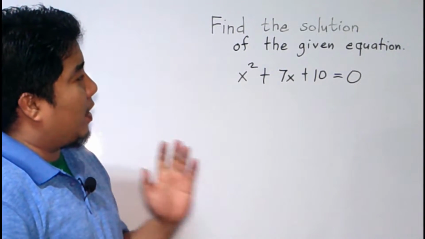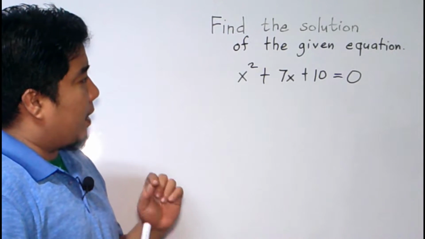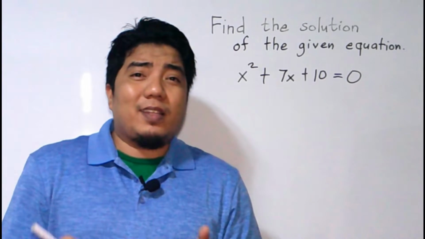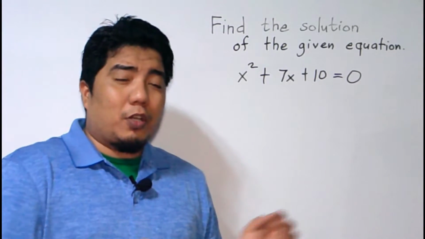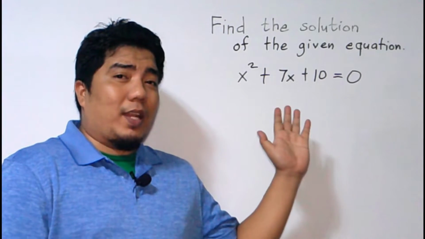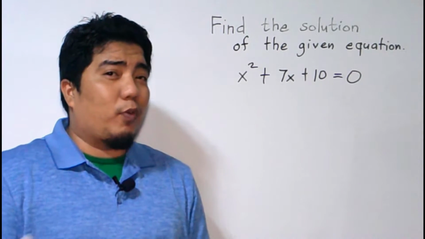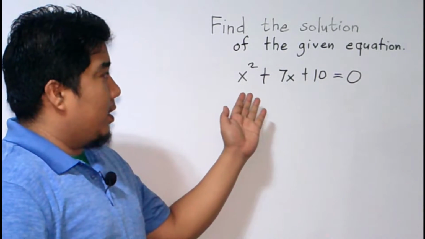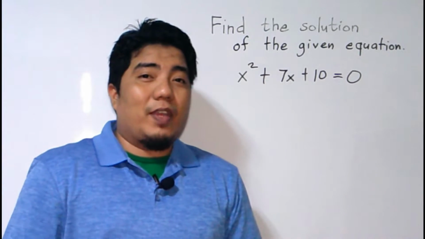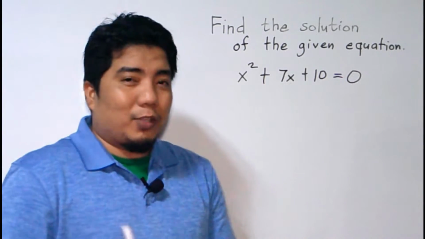Find the solution of the given equation x squared plus 7x plus 10 is equal to 0. Well, we have already discussed this kind of equation in our previous videos. So, this is a quadratic equation and we can solve this in 4 ways. However, since the quadratic term, the linear term, and the constant term are all available, let's try to use factoring.